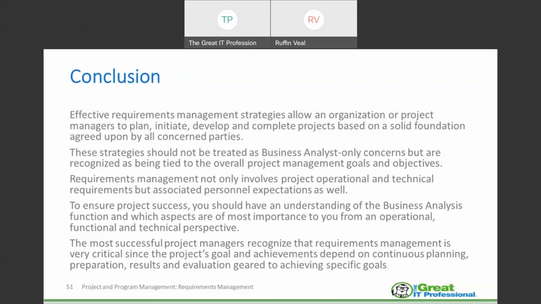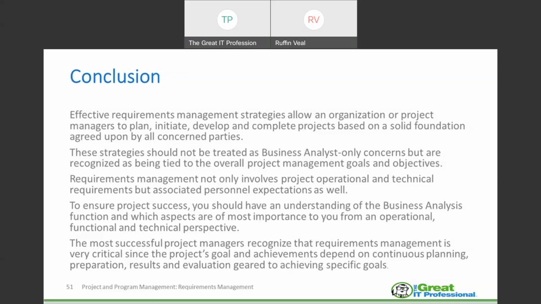Strategy should not be treated as just a business analyst function. You are heavily involved as a project manager in the business analysis aspect of your particular project. You want to develop a good relationship, a relationship that's ongoing, and not only with the business analyst, but with everyone who contributes to the business analysis function and the business analysis plan. These are ongoing things throughout the project.